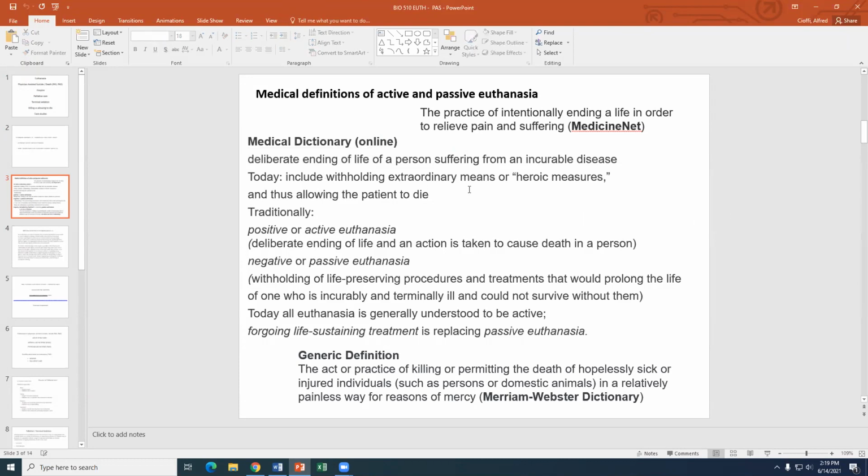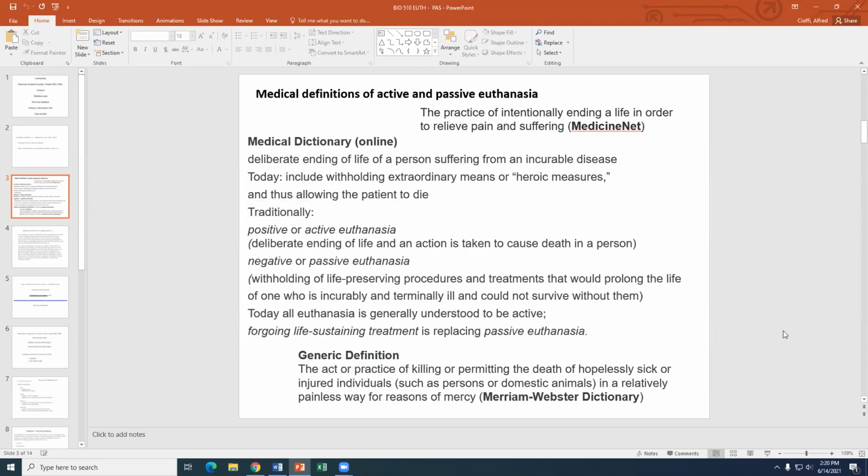Including withholding extraordinary means or heroic measures. So here's where it gets ambiguous, because we know that extraordinary means or heroic measures are not binding ethically. A patient may want to do them, but they're not obligated morally to do them. And therefore, the definition is a little ambiguous. It does pick up the traditional meaning of positive or negative euthanasia, active or passive. But it says today, euthanasia is understood as active, in other words, causing the death of the patient, right?